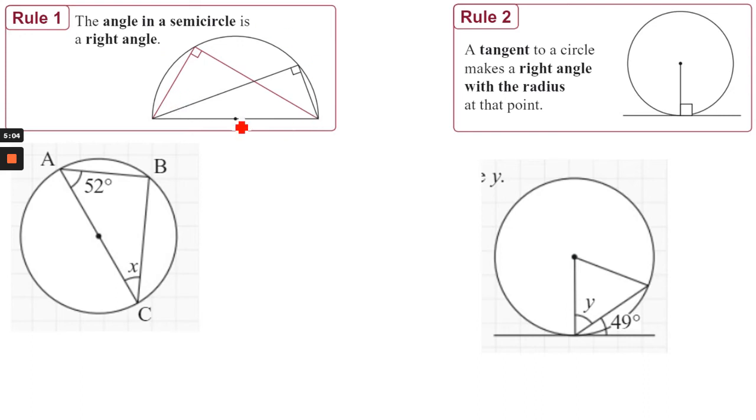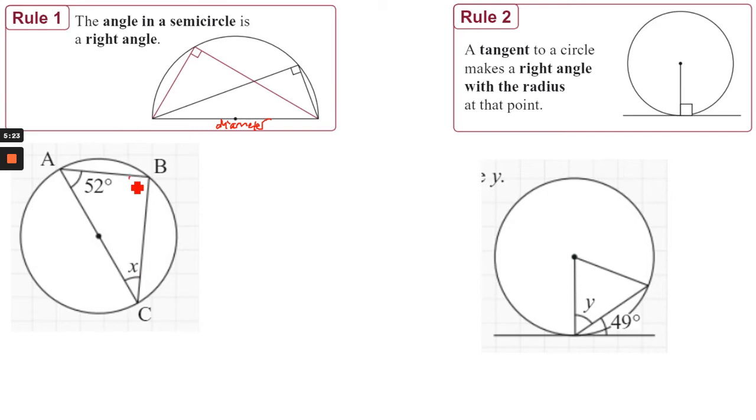If you have a semicircle, if this here is the diameter, any angle in a semicircle is a right angle. Okay, that's important for you to know. So I've just got an example underneath. This is the diameter here. How do you work out what x is?